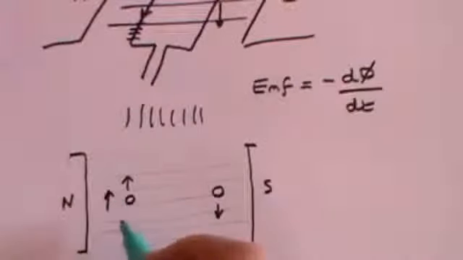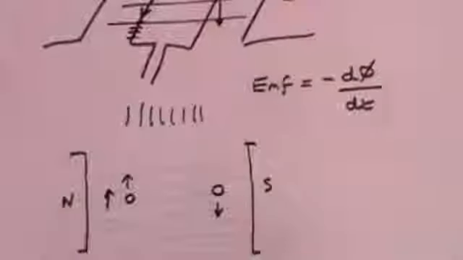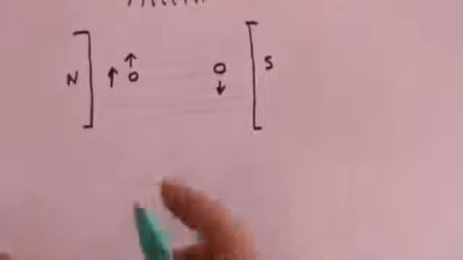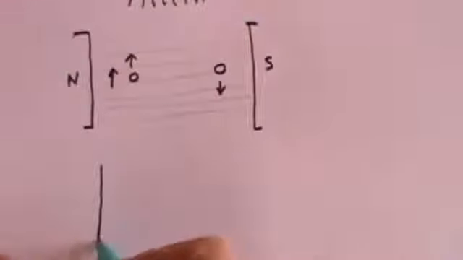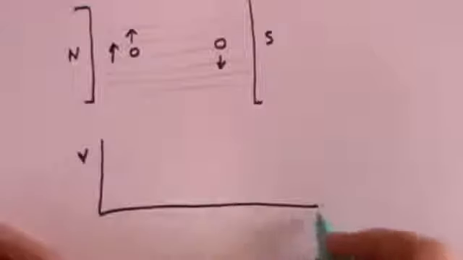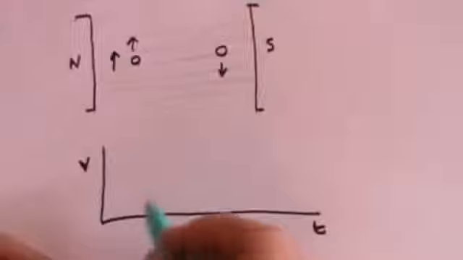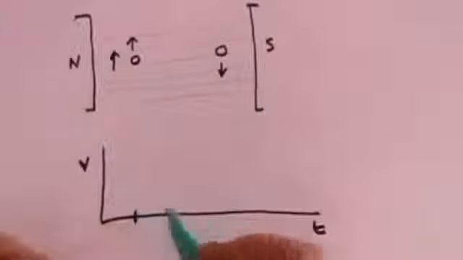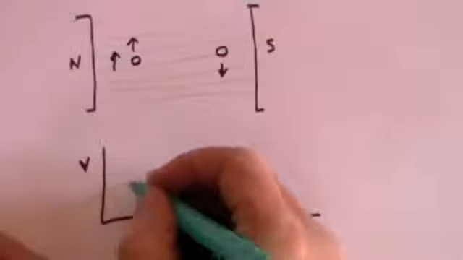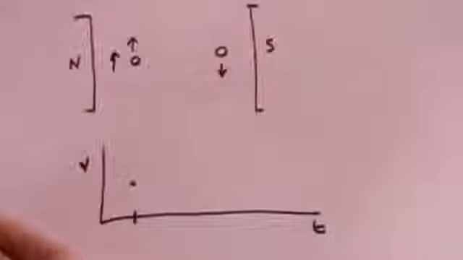Consequently, it is cutting the flux. It's the maximum point at which it cuts the flux, and therefore it generates the maximum EMF. So if we plot voltage against time, then let's say that when it's here, at this point, it will have a maximum voltage. So let's give it a maximum voltage like that.